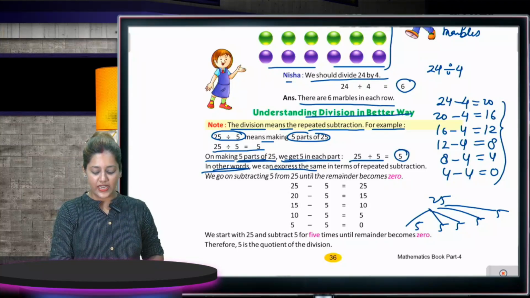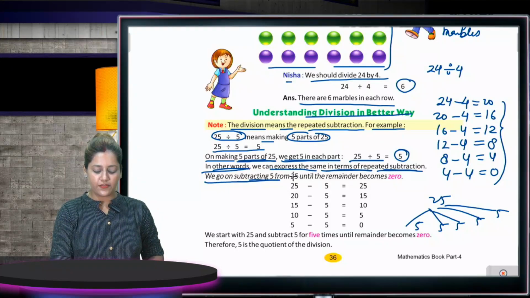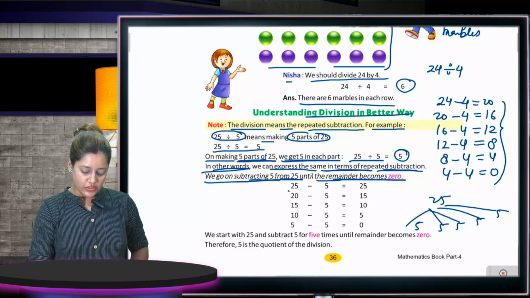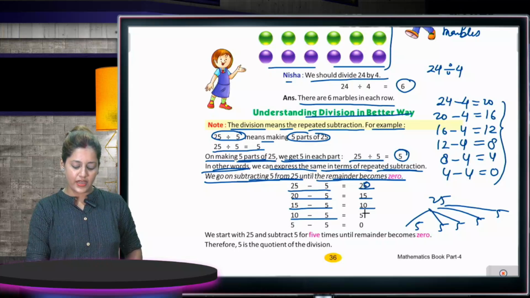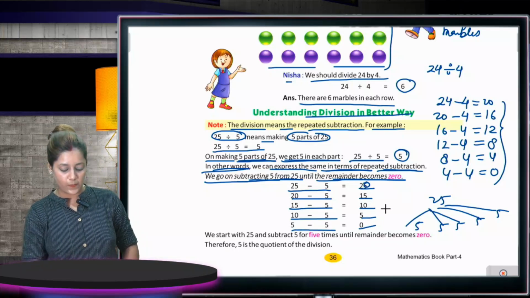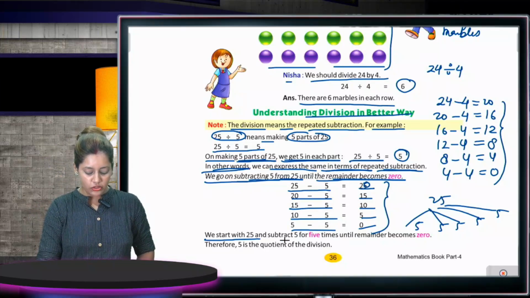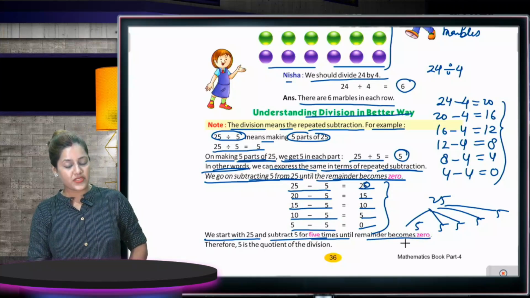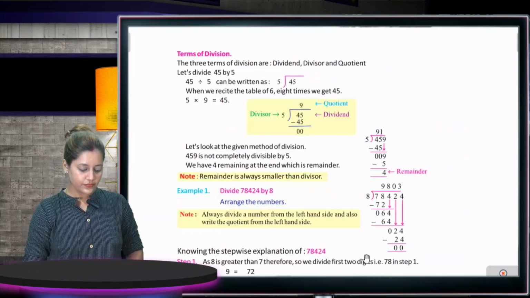In other words, we can express the same in terms of repeated subtraction. We get it on subtracting 5 from 25 until the remainder becomes 0. Like 25 minus 5 is 20, 20 minus 5 is 15, 15 minus 5 is 10, 10 minus 5 is 5, and 5 minus 5 is 0. So how many times have we subtracted? We have subtracted 5 times. We start with 25 and subtract 5 five times until the remainder becomes 0. Therefore, 5 is the quotient of the division.